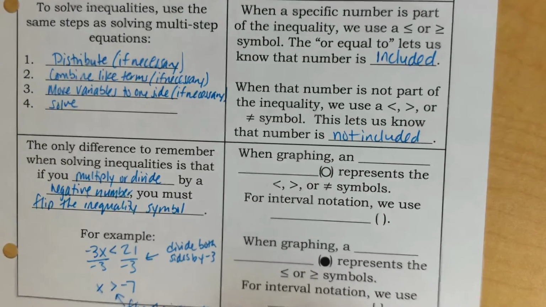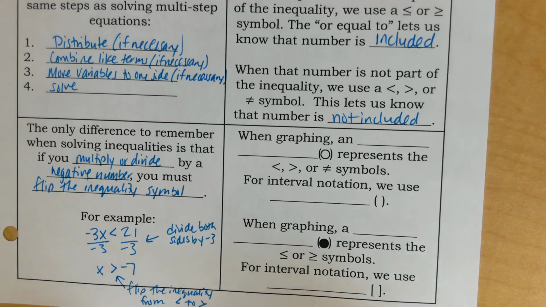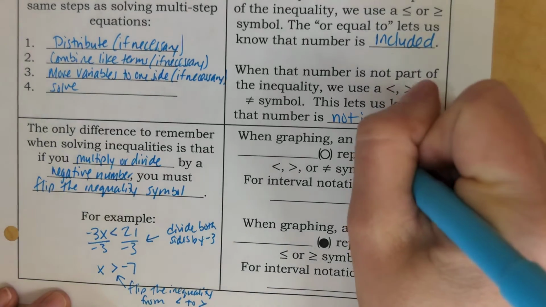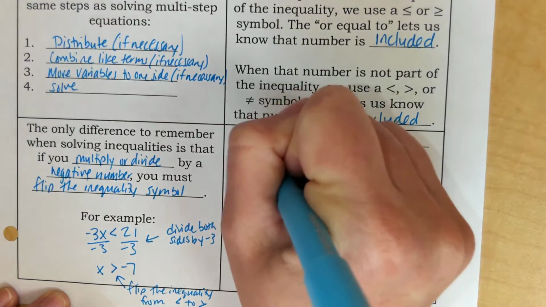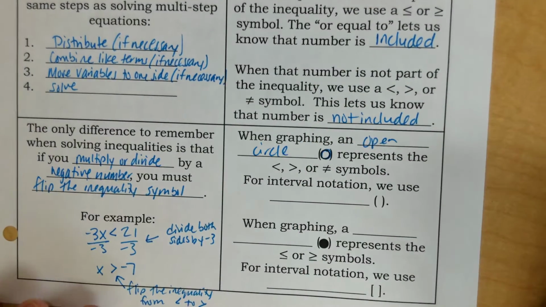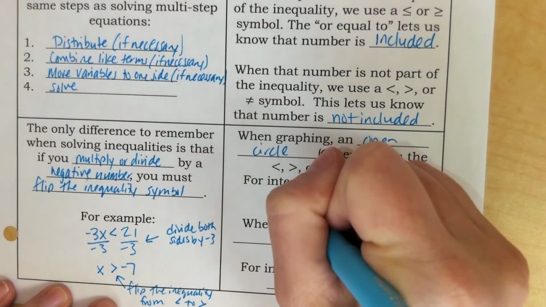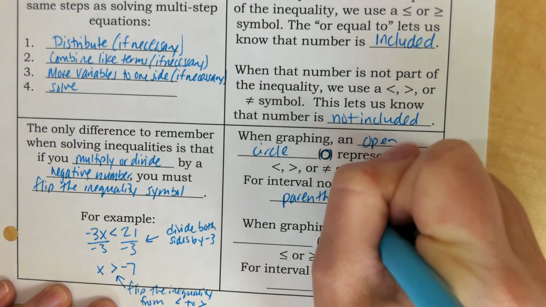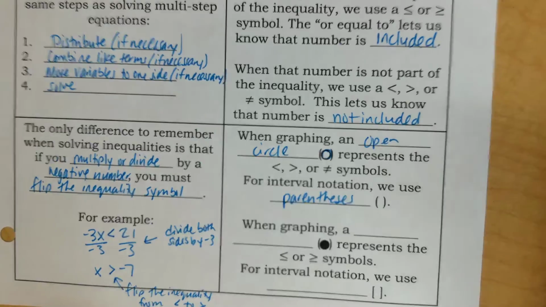Alright, and then the final little piece of the puzzle here is that when we're graphing them, an open circle, like this right here, represents less than, greater than, or not equal to symbol. Anytime you see those, we're going to use an open circle. In interval notation, we use parentheses to represent that instead of the open circle.